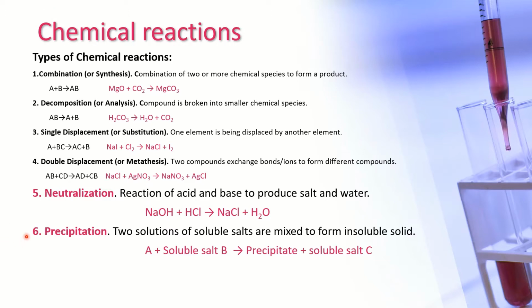The sixth type of chemical reaction is precipitation. Two solutions of soluble salts are mixed to form insoluble solid. So the general reaction would be soluble salt A plus soluble salt B to produce precipitate plus soluble salt C.